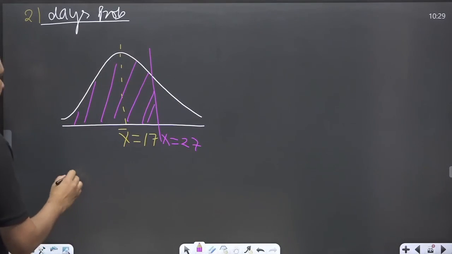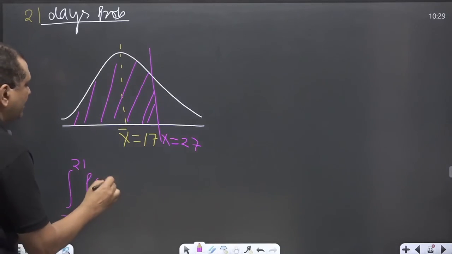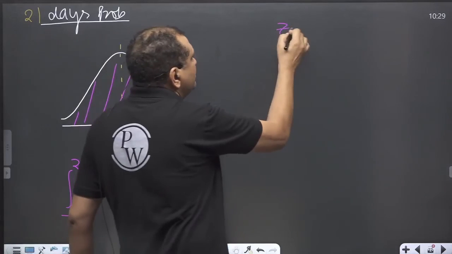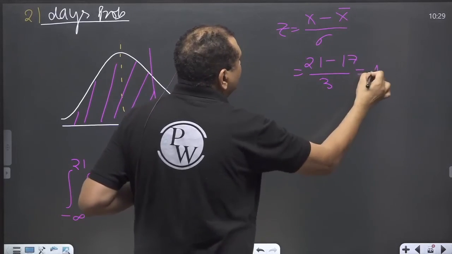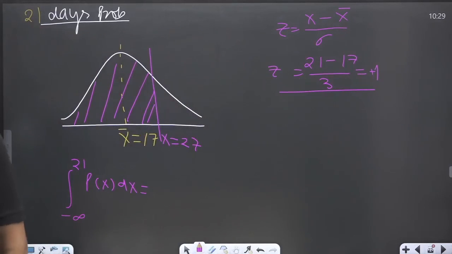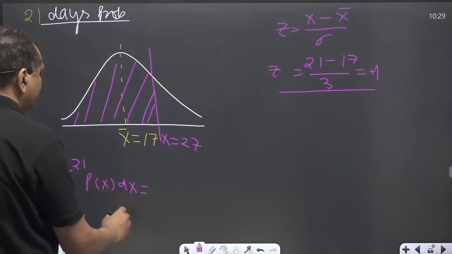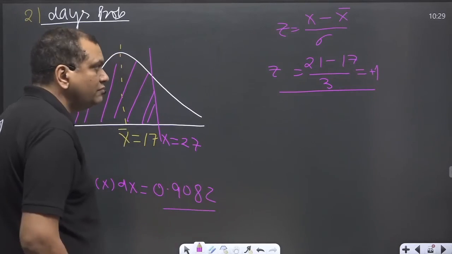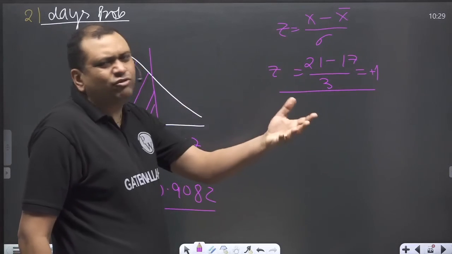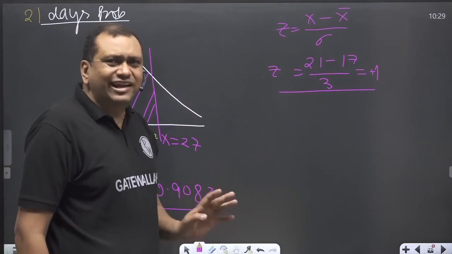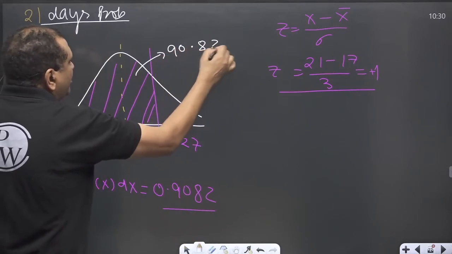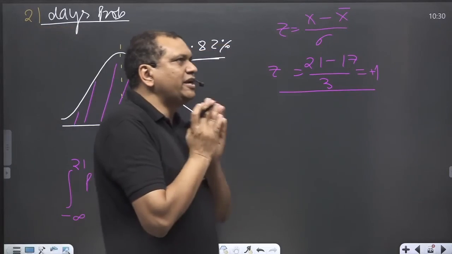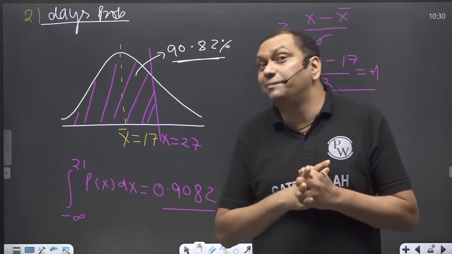We have to calculate this area from minus infinity to 21 of p(x) dx. So z equals x minus x bar divided by sigma. 21 minus 17 divided by 3 comes out to be plus 1. Previously z was minus 1, now it's plus 1. And this area is 0.9082. You can see the normal distribution table or a calculator. So 0.9082 means there is a 90.82% probability that the project can be completed in 21 days.